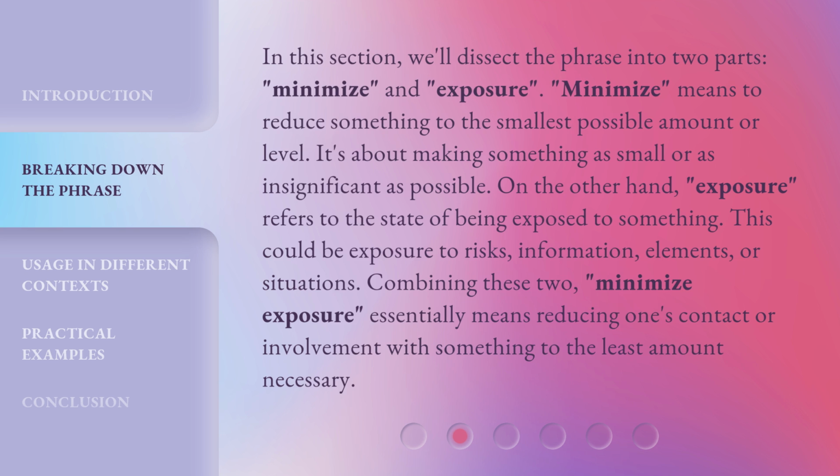In this section, we'll dissect the phrase into two parts, minimize and exposure. Minimize means to reduce something to the smallest possible amount or level. It's about making something as small or as insignificant as possible. On the other hand, exposure refers to the state of being exposed to something. This could be exposure to risks, information, elements, or situations. Combining these two, minimize exposure essentially means reducing one's contact or involvement with something to the least amount necessary.